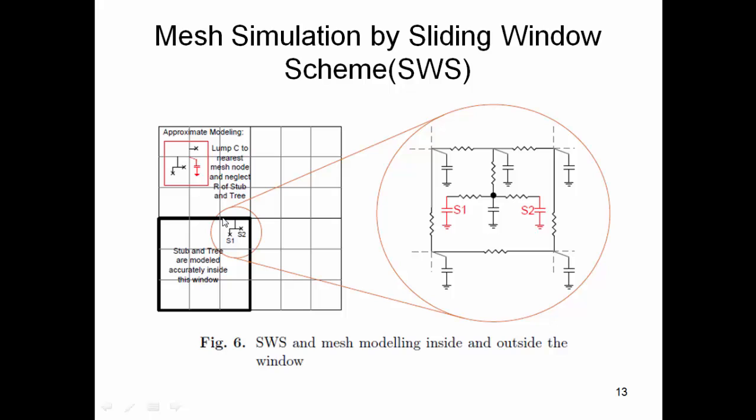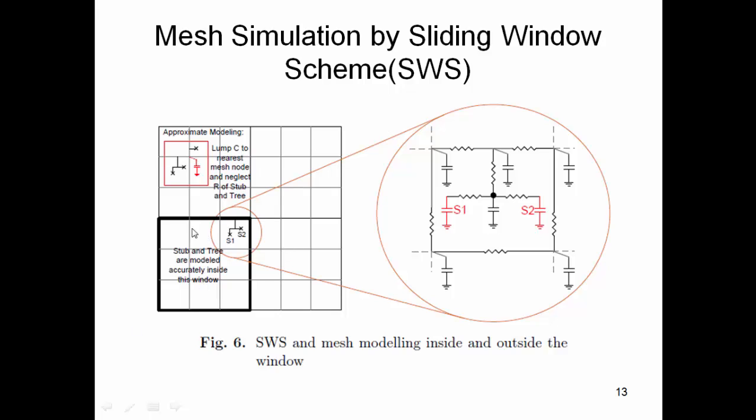So what we do is, outside this window, the mesh stubs are approximately modeled, in the sense that the capacitance inside a room is lumped to this mesh node, and the wire resistance is neglected. That is approximate modeling. So a big mesh is split into 4 windows, and inside this window we do an accurate modeling, and outside, in the other 3 windows, we do an approximate modeling, and then we simulate this whole mesh.